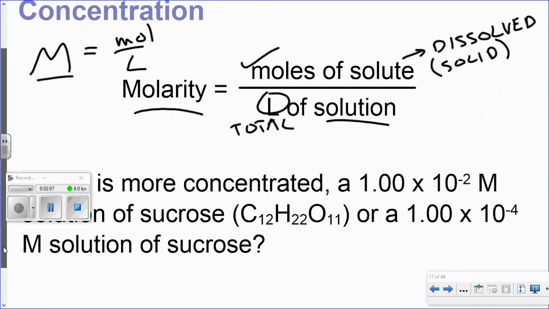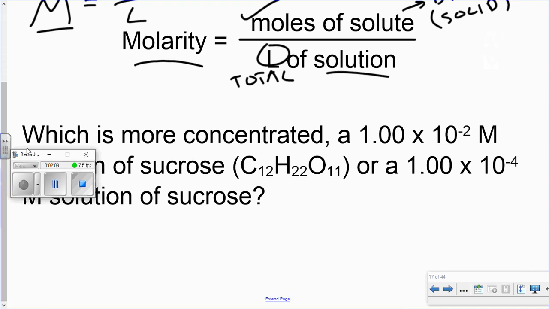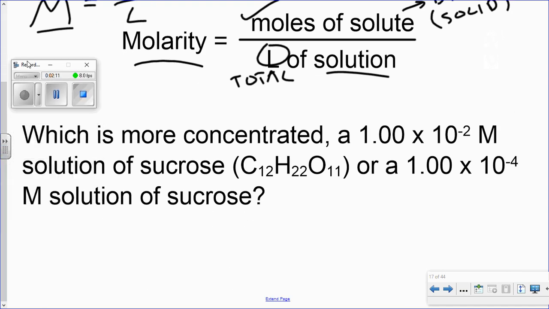As we see a problem here, which is more concentrated, a 1.00 times 10 to the negative 2 molar solution of sucrose, again, that's sugar, or a 1.00 times 10 to the negative 4 molar solution of sucrose? Very easy question here, but just don't get confused. When you take a look at these two numbers, don't forget that the negative 4 does not mean more. That actually means less. So just be a little bit careful.